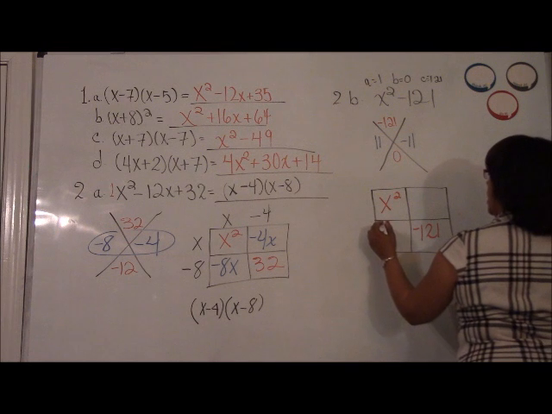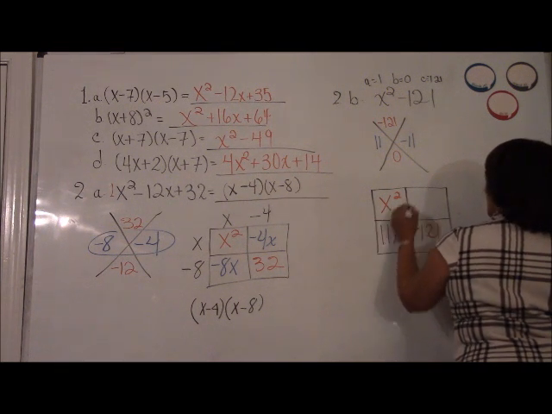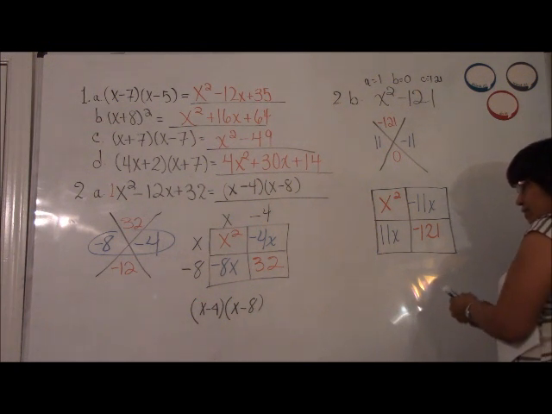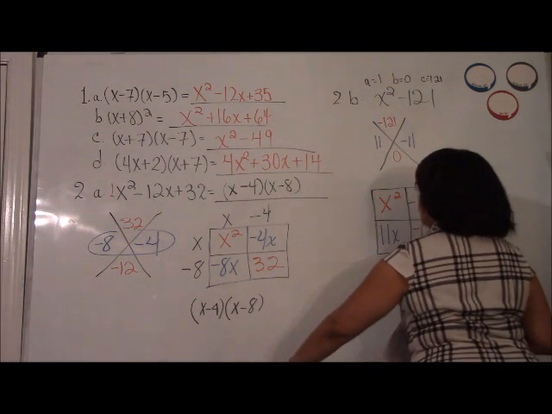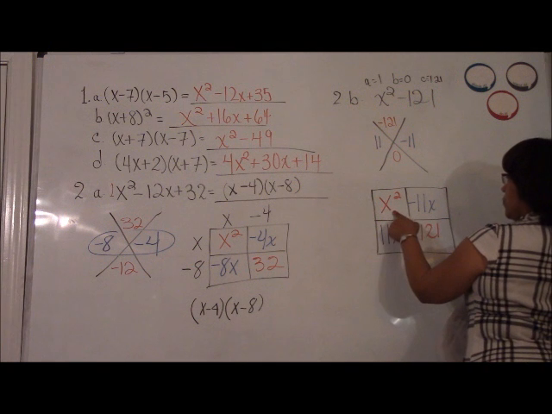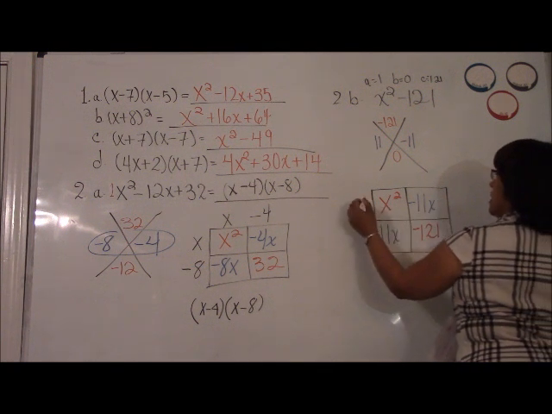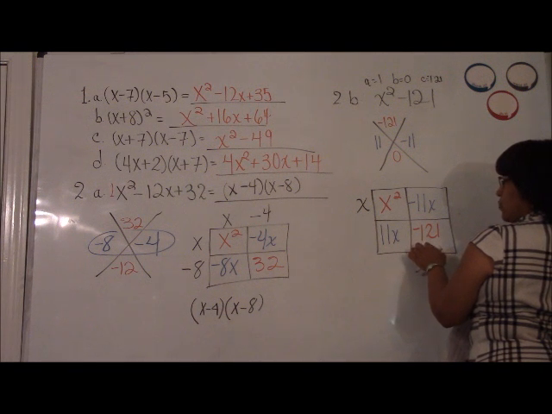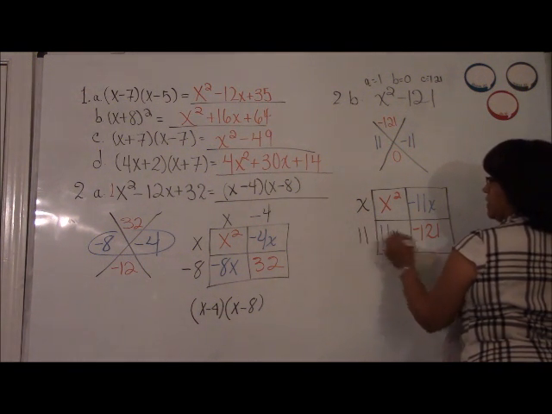Right, you're going to put in your 11x and your minus 11x. And now it's just a GCF game. You just take out your GCFs across and up and down. X squared and negative 11x have a GCF of x. 11x and negative 121 have a GCF of 11.